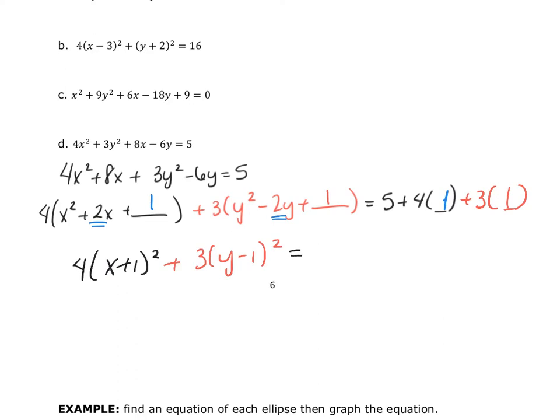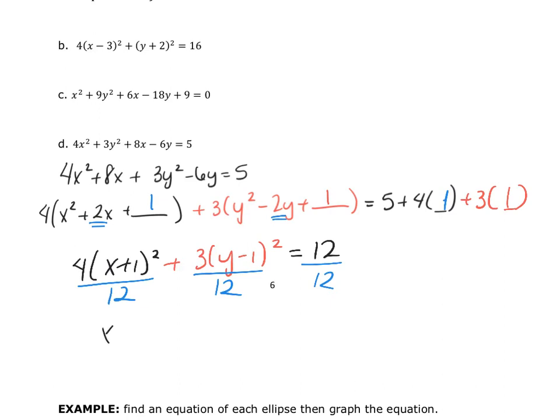Yes? Do you know the negative on the top part of y is negative 2y? So I took a negative 2 and I divided it by 2 and squared it. So on the other side I get 5 plus 4 plus 3, so that's 12. Now, this is not in standard form. I am almost there because this thing has to equal 1. So I'm going to divide everything by 12. To have it in standard form, it has to equal 1.